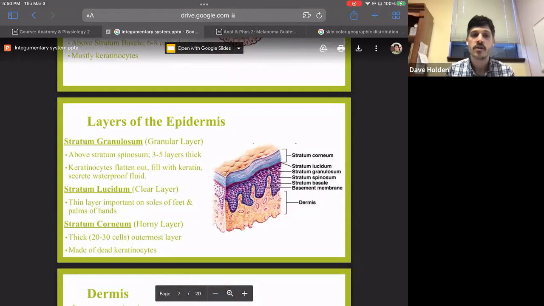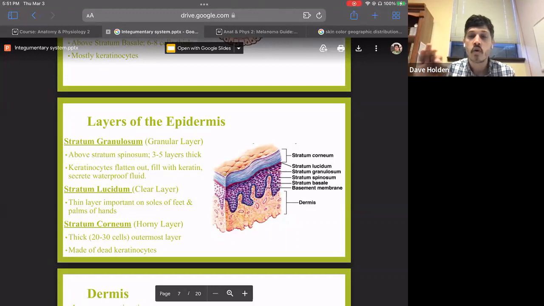Moving on up, we get to stratum granulosum, the granular layer. I call it the granny layer. Above stratum spinosum, 3 to 5 layers thick, keratinocytes starting to flatten out and fill with keratin. They secrete a waterproof fluid. Waterproof fluid. Feels like we're heading in a certain direction. Next, we get to stratum lucidum, the clear layer. That is what the word lucid means. It is a thin layer, very important on the soles of the feet and the palms of the hands. That is where this layer is thickest. That is also why there's very little pigmentation.